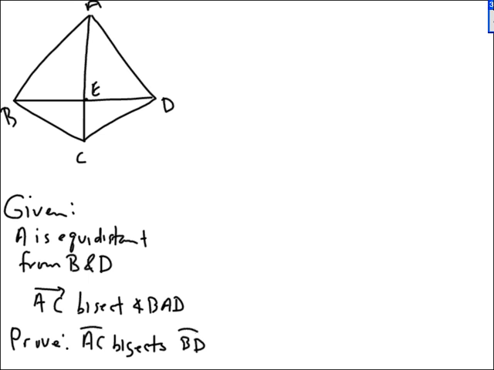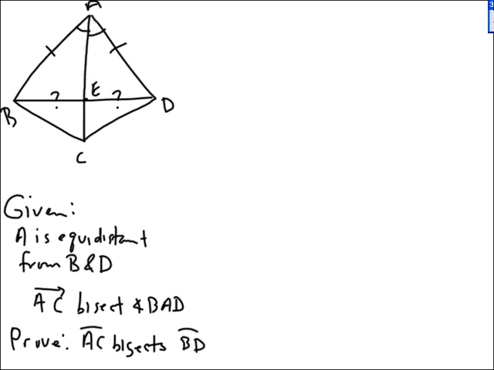Now, if A is equidistant from B and D, that is the distance from A to B and the distance from A to D are the same, that means AB equals AD. And you were told that AC bisects angle BAD. It bisects this angle at A. It cut it into two equal pieces. Okay, we have that. Now you want to prove that AC bisects BD.